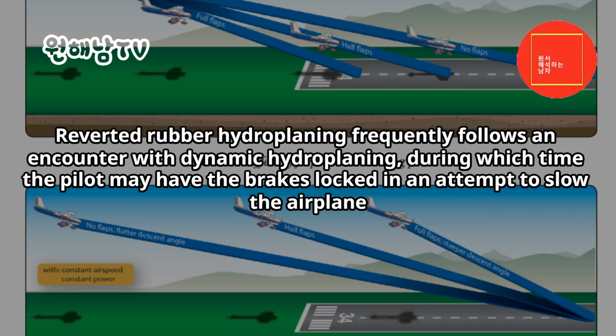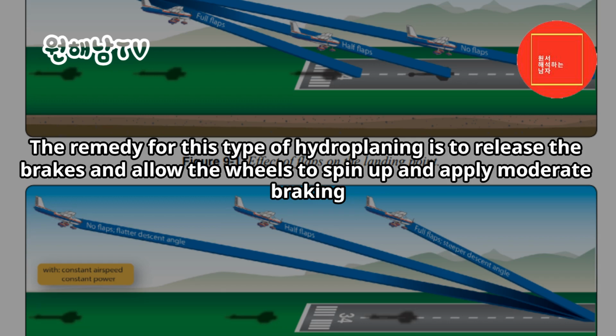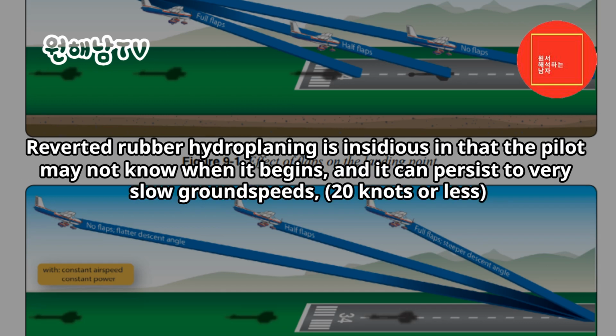Reverted rubber hydroplaning frequently follows an encounter with dynamic hydroplaning, during which time the pilot may have the brakes locked in an attempt to slow the airplane. Eventually the airplane slows enough to where the tires make contact with the runway surface and the airplane begins to skid. The remedy for this type of hydroplaning is to release the brakes and allow the wheels to spin up and apply moderate braking. Reverted rubber hydroplaning is insidious in that the pilot may not know when it begins, and it can persist to very slow ground speeds, 20 knots or less.